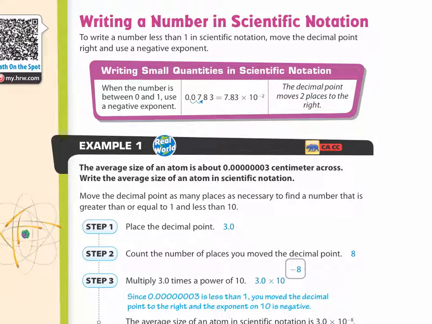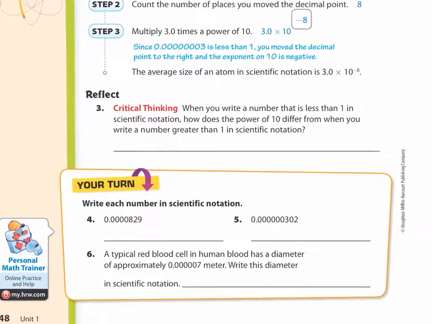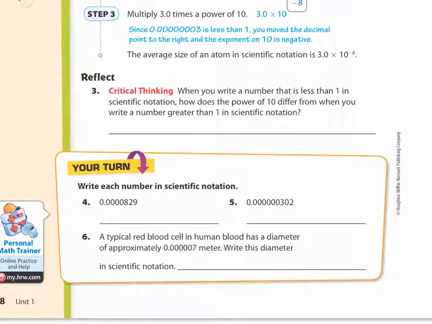Next page. The top box, writing small quantities in scientific notation, again, is a good little reference for you if you just needed a quick reminder of how to do this. It gives you an example and an explanation of what to do. Let's scroll to the bottom of the page to try the your turns. We got 3 your turn problems. If you feel like you're ready, go ahead and pause it, give it a try, unless you want to see at least one of these first. Number 4.